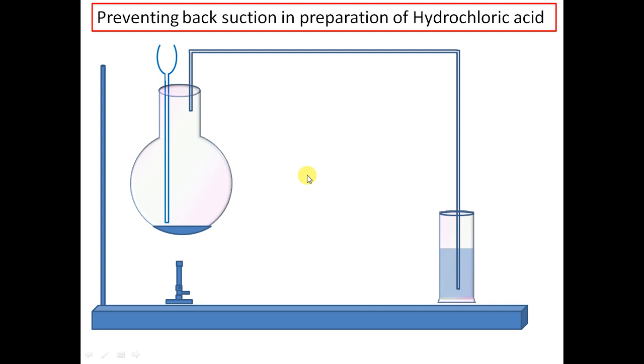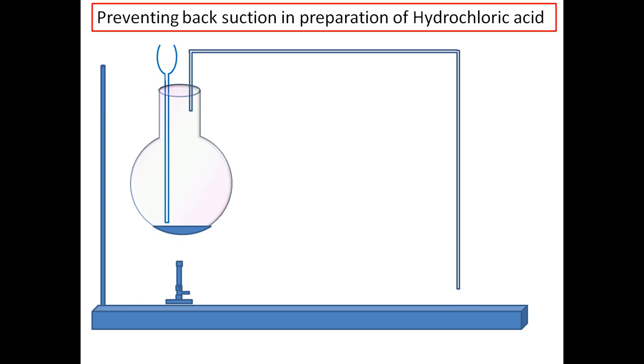Here you can see that we prepared hydrochloric acid with the help of a round bottom flask and a gas jar. When the reaction started, the hydrogen chloride gas formed in the round bottom flask passed through the water in the gas jar, and the gas jar water rose up, which finally entered the round bottom flask, and the bursting of the flask took place. Now we are going to see the method by which that back suction can be prevented.